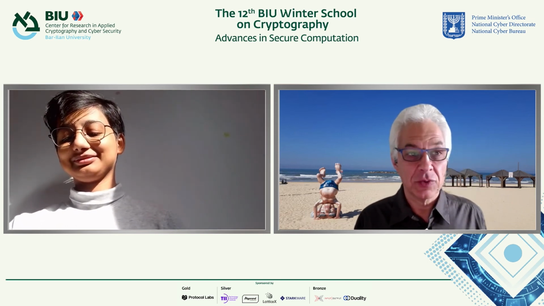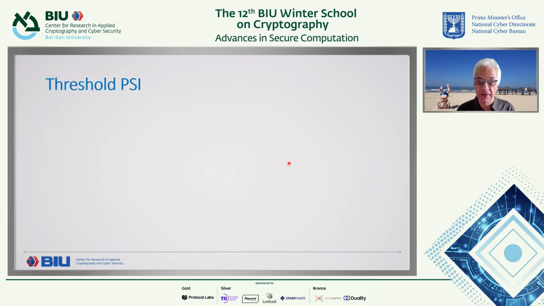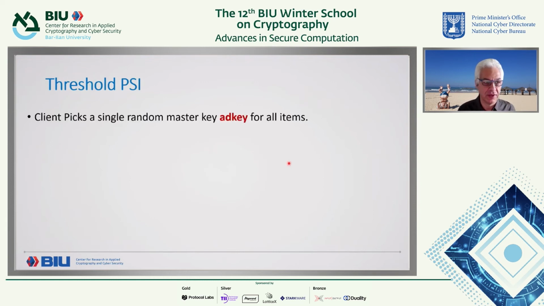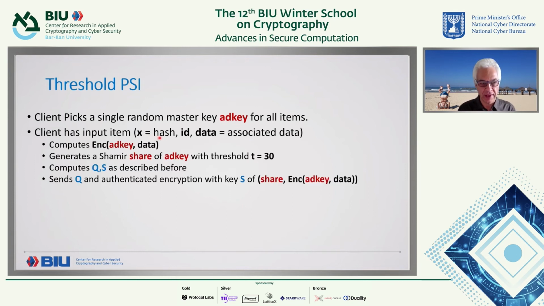Okay, so the important thing here is you want to do threshold PSI. If there are less than 30 matches, Apple should not learn anything. So it goes like this: the client picks a random master key. This is the associated data key, AD key, for all items. For each item, it takes the data of that item, which is the low resolution version of the image, and encrypts it with this master key. Then it generates a Shamir share of this master key with a threshold of 30. It encrypts these two values with a key S, which Apple can only learn if the item is in the CSAM database. With this key, it does an authenticated encryption of the pair of the encryption of the photo and the share.